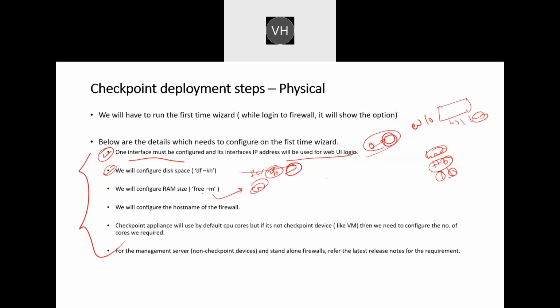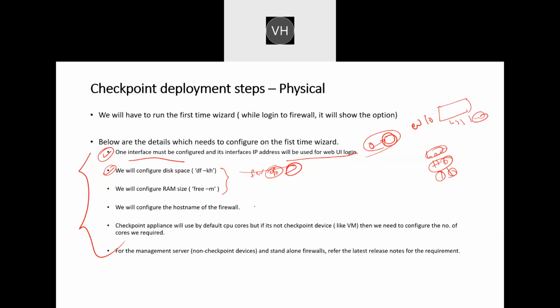Okay, so we'll go with a free -m command. These commands will have to run in the firewall CLI only, and we have to configure the host name. Host name is nothing but we are giving a name, or assigning a name, to the firewall.